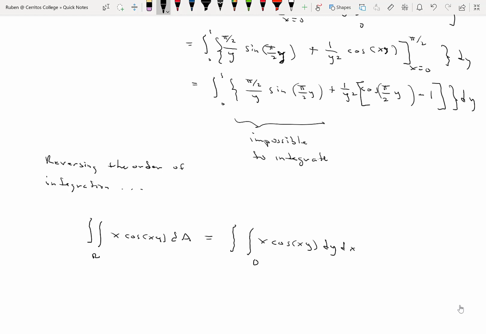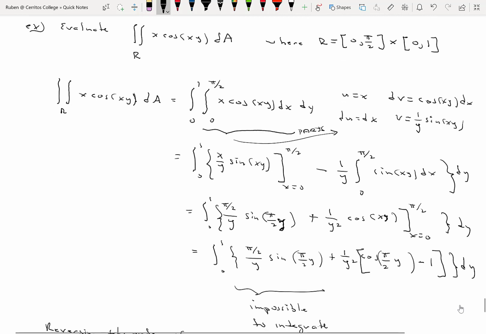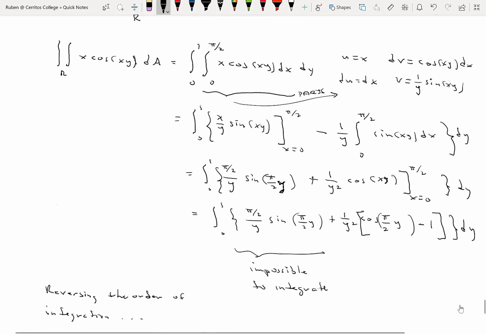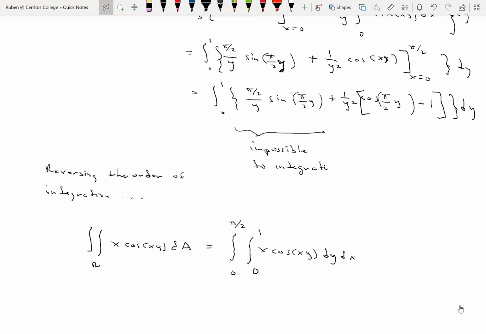So y varies between 0 and 1 in our rectangle, and x varies between 0 and pi over 2. We just switch the limits of integration again. Remember, you can switch the limits of integration when you switch the order of integration, when and only when you're integrating over a rectangle. Now let's see what happens.